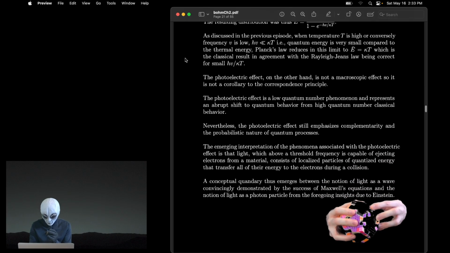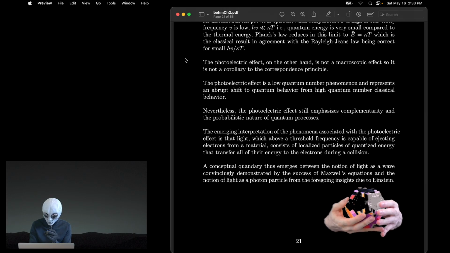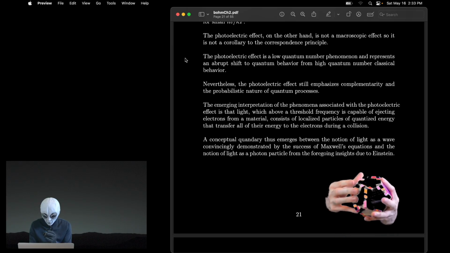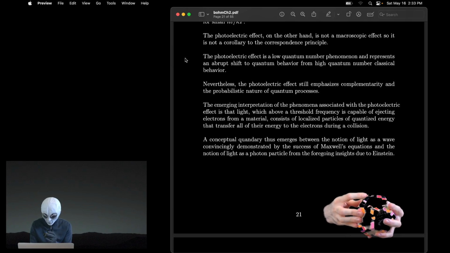The photoelectric effect, on the other hand, is not a macroscopic effect, so it is not a corollary to the correspondence principle. The photoelectric effect is a low quantum number phenomenon and represents an abrupt shift to quantum behavior from high quantum number classical behavior.